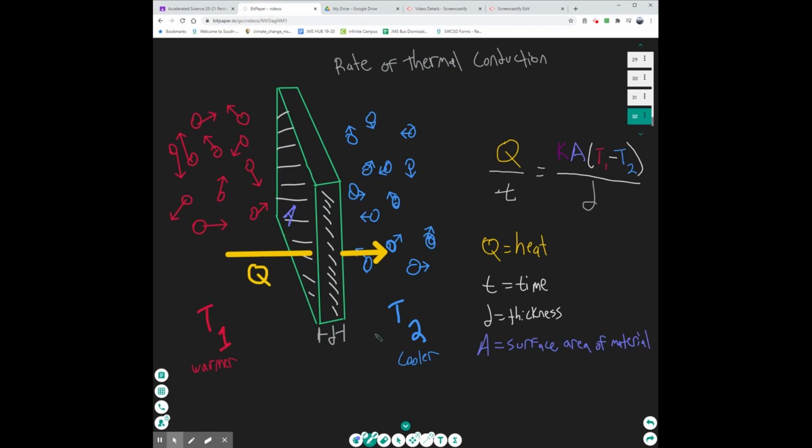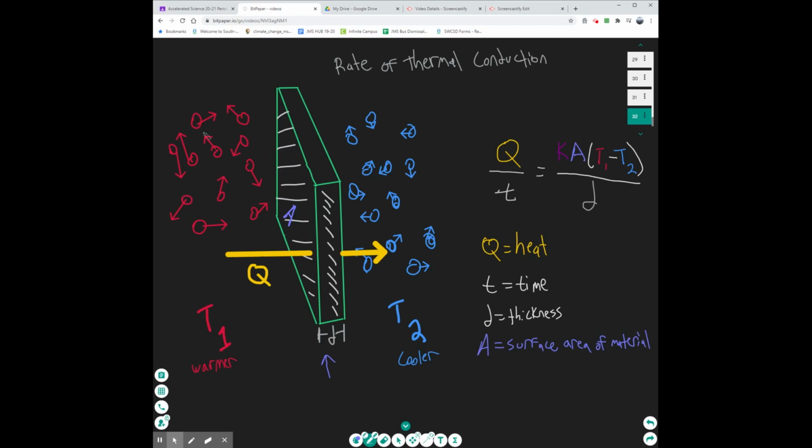Now, what we need to consider is what is the temperature of the left? What is the temperature of the right? What is the thickness of this material, right? Which we've got right here with this letter D. How thick is our material? How much area of this material is actually being exposed to the heat transfer, right? So that's why we're calling it cross-sectional area, or just the surface area, basically. So you see I wrote surface area of material.